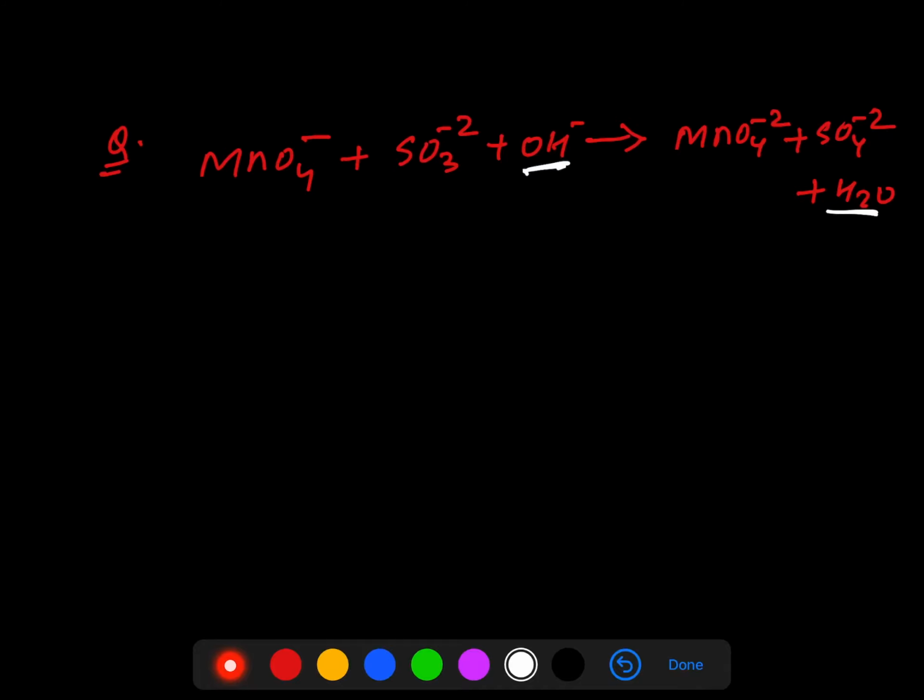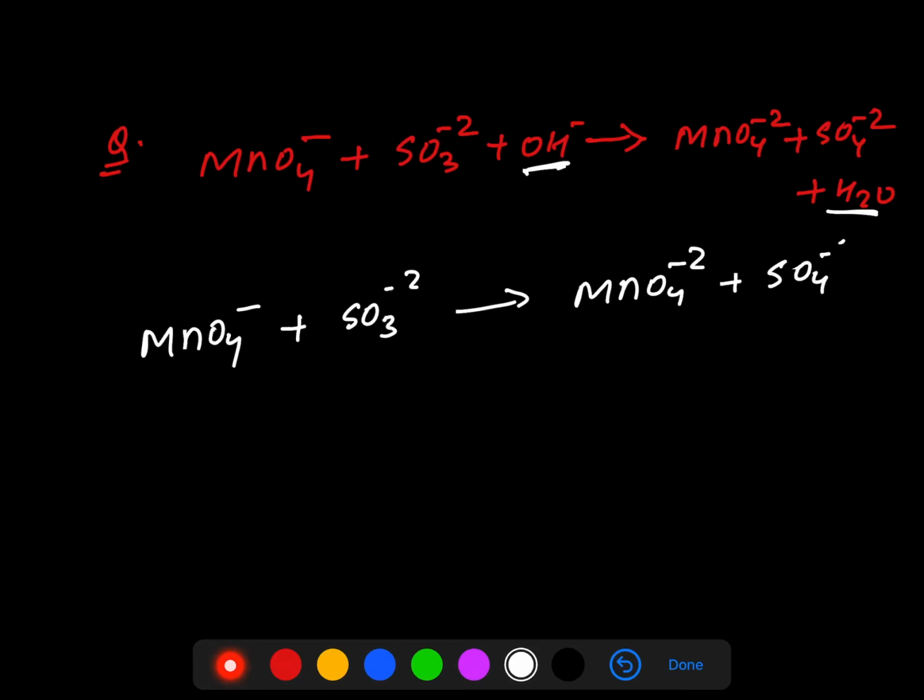Let's remove OH minus and H2O. So we get this equation: MnO4 minus plus SO3 minus 2 gives us MnO4 minus 2 plus SO4 minus 2. Now assign the oxidation number to each.